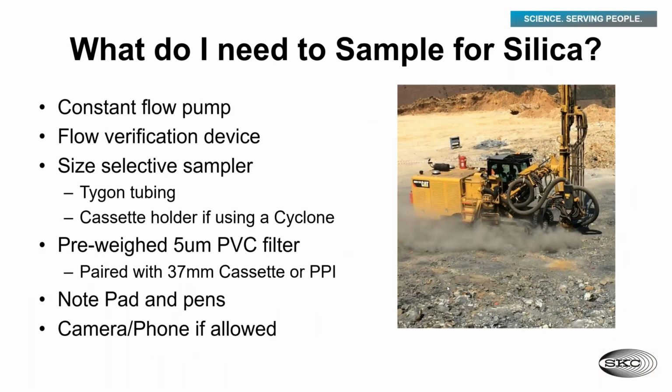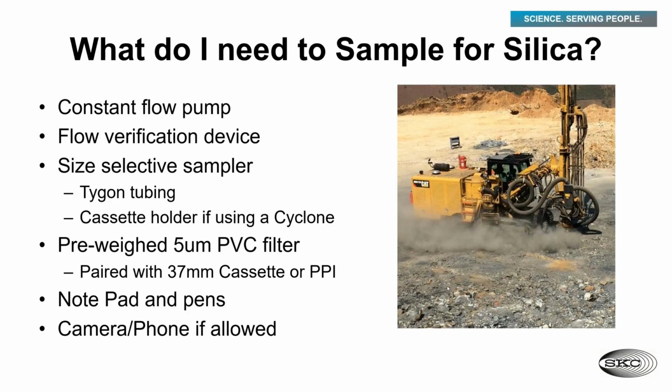So as far as sampling for silica, if you've never done it before, here's a basic list of everything that you're going to need. You need a constant flow pump. What that means is it's a pump that has a flow that is going to maintain the exact same flow throughout the entirety of your sampling. And to check that before and after your shift, or before and after the sampling event, you need a flow verification device. In the past, these were called calibrators.